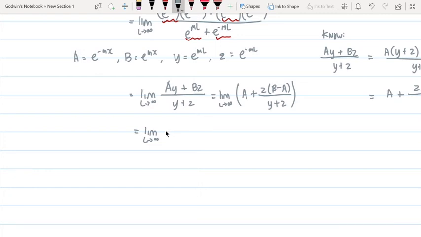What's our A? Our A is e to the negative mx plus, what's z again? E to the negative ml. What's b minus a? So e to the mx minus e to the negative mx over, what's y plus c? That's e to the ml plus e to the negative ml.